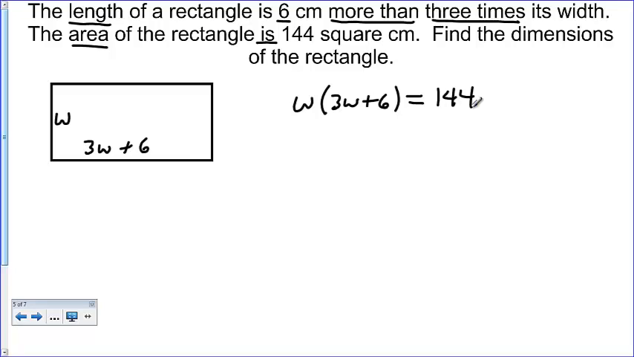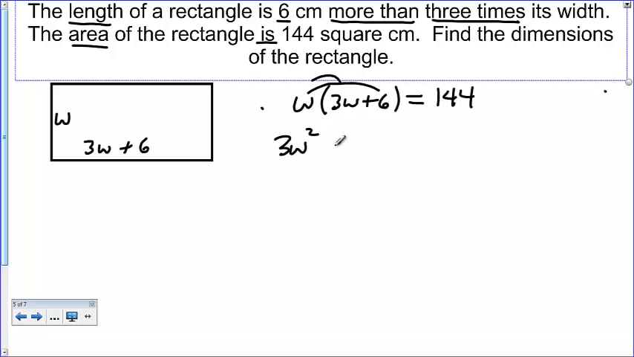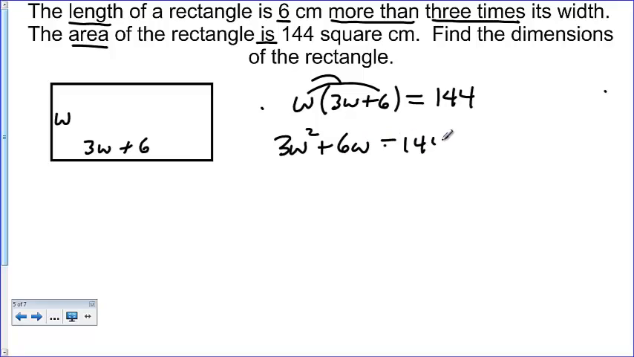Let's solve. So I need to clean up the left-hand side first. Let me distribute the W, and I get 3W squared plus 6W equals 144. Let me bring the 144 over to the left by subtracting it from both sides.